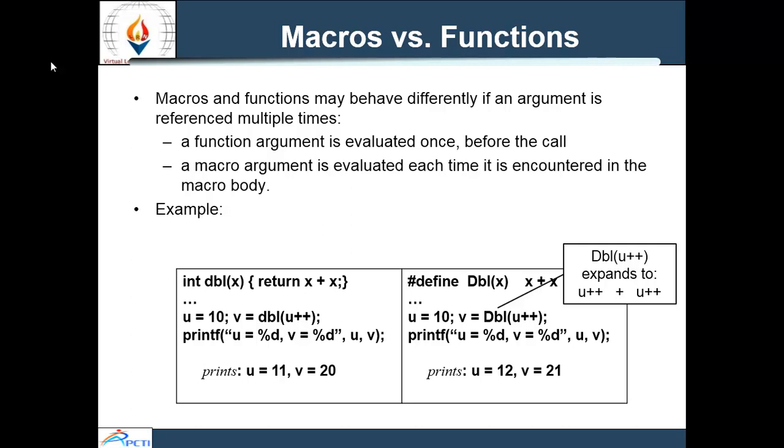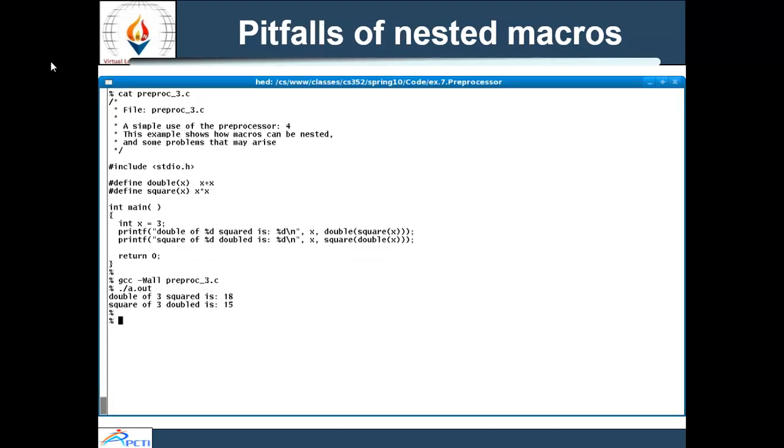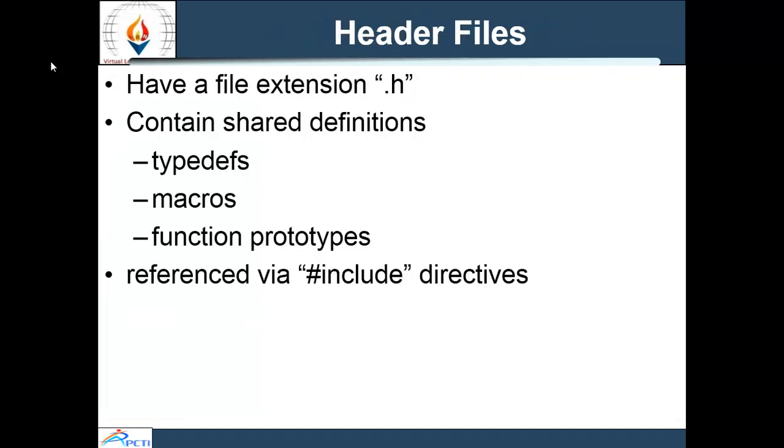Next, macros may be slightly faster than functions because they don't incur the overhead of a function call or return. Macros are generic; parameters don't have any associated type, so arguments are not type checked. So these are the differences between macros and functions. Next is properties of macros. Macros may be nested. We can use nested macros also. In nested macros, the same pitfall applies: we need to apply the brackets for the correct output.